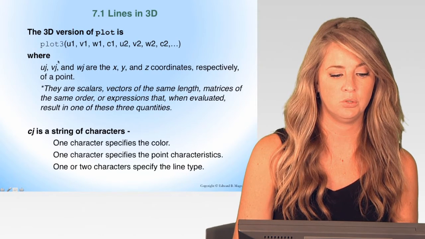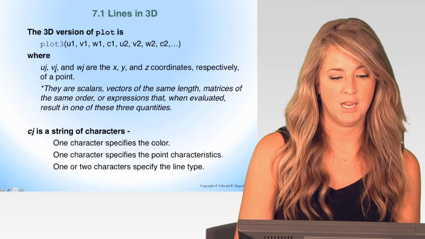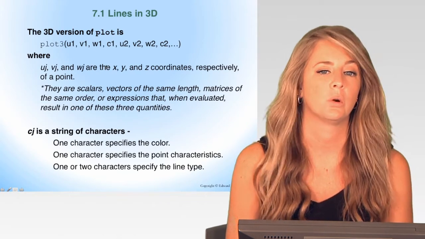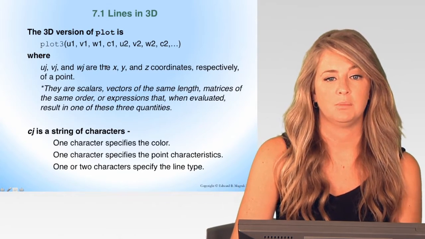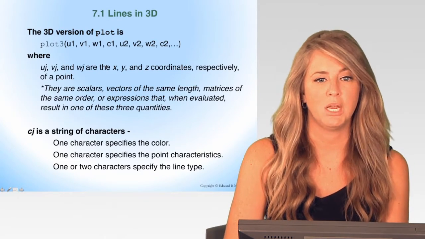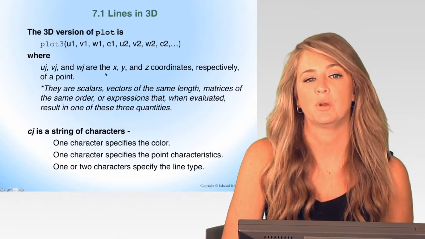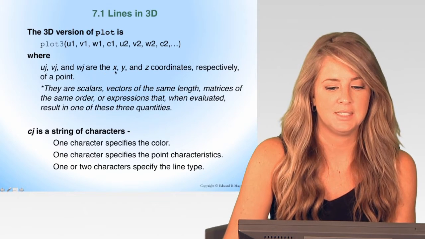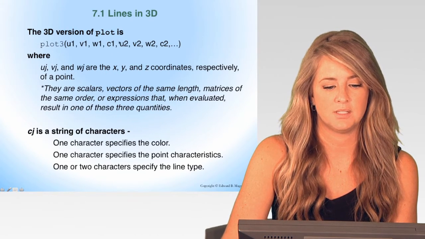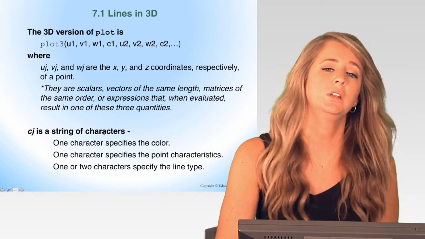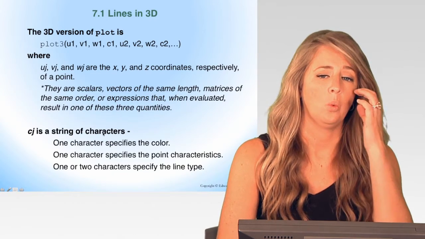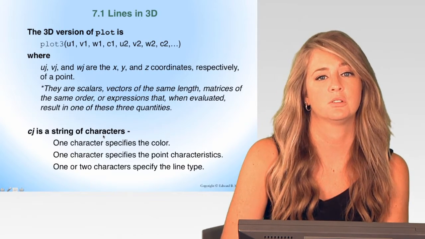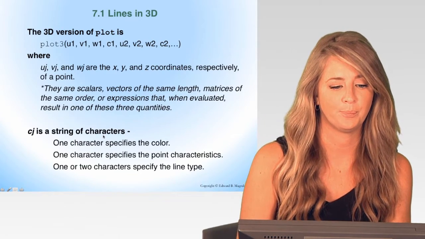So for example, UJ, VJ, and WJ, these three here, are just the X and Y coordinates of a point. So they can be scalars, vectors of the same length, matrices of the same order, or expressions that when evaluated result in one of those three quantities. CJ, this input argument right here, is one character that specifies the color, one character that specifies the point characteristics, and then one or two characters that specify the line type.